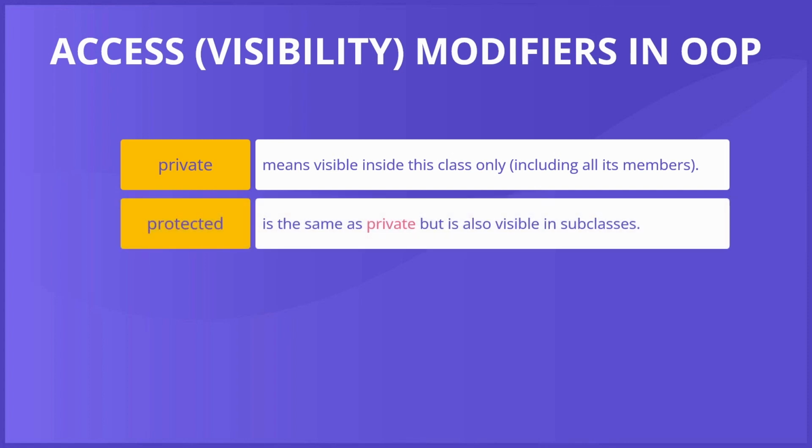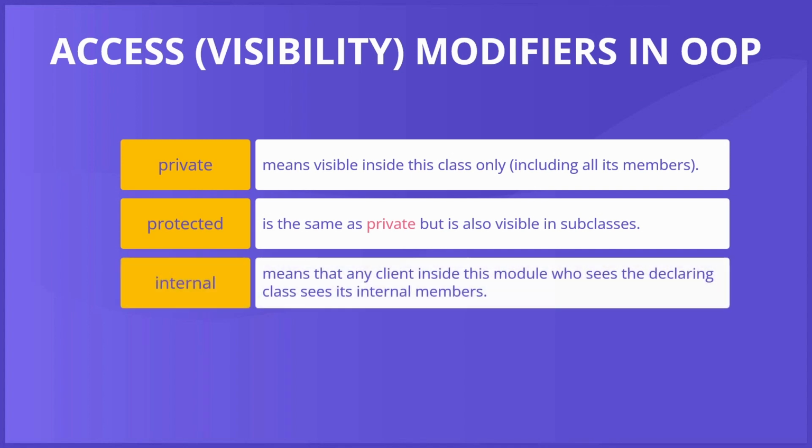The second one is protected. And the protected access modifier is accessible only within the same class and additionally from all the subclasses of its class.